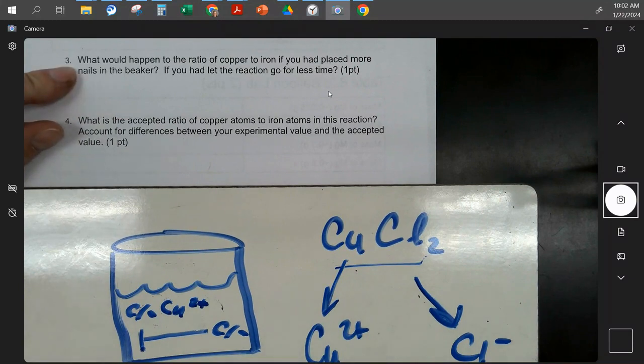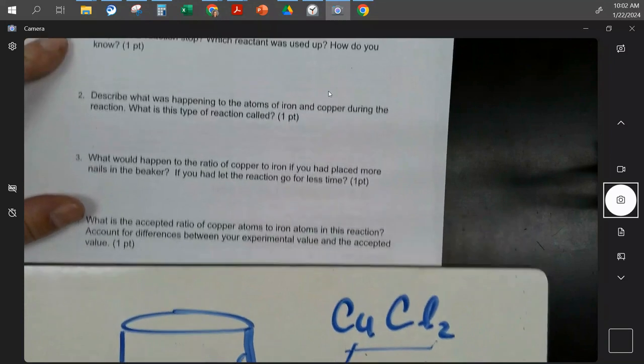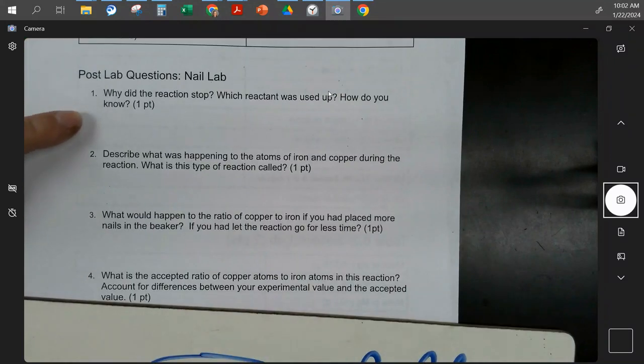So then we have to think about, let's go back to question 1. Let's make sure we're on the same page. So what happened to our reaction? Why did your reaction stop? Yeah, Eve. Because once the magnesium is fully dissolved, then it's already dissolving. Okay, and we were talking about the nail lab, so do you mean the iron? Yes. Okay, so the reaction stops.